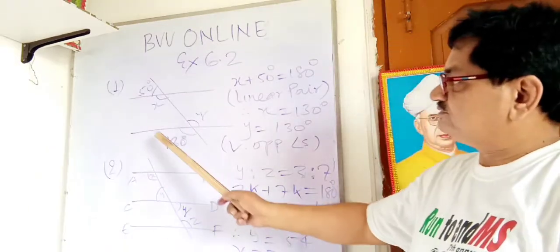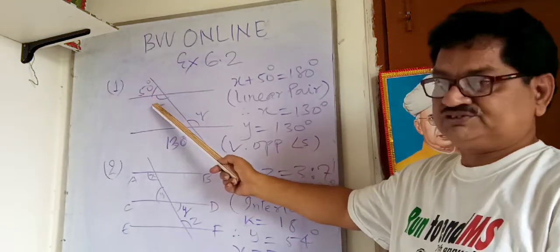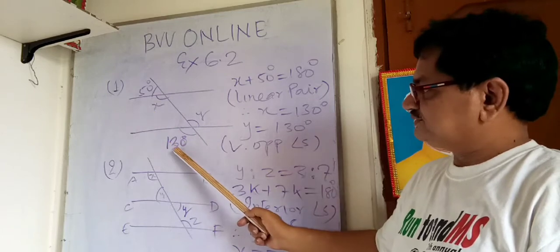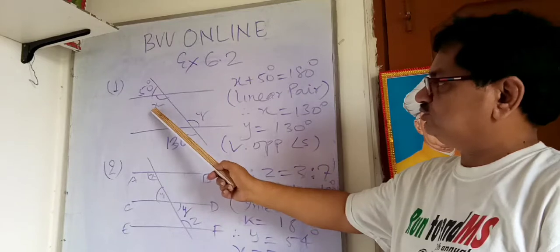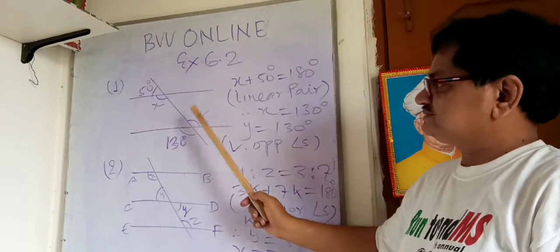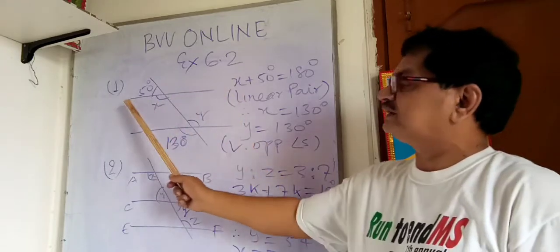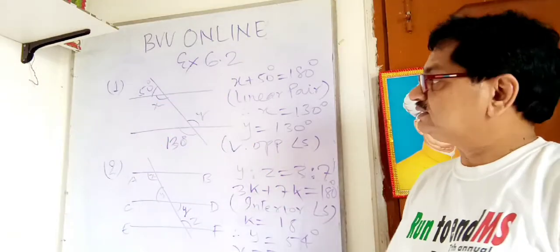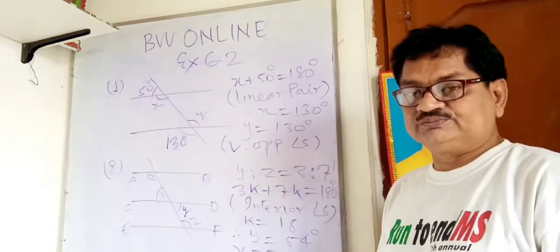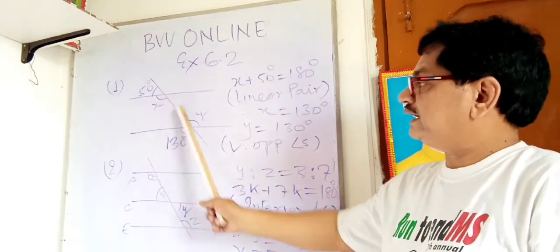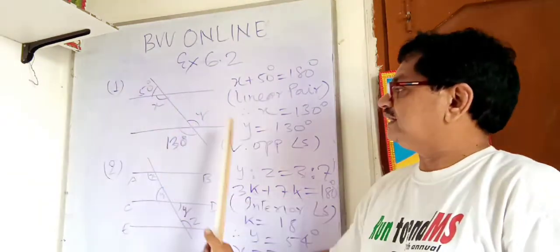So first question you can see here. This is 50 degree, this is x. This is 130 degree, this is y. And we have to calculate the value of x and y. And simultaneously, we have to show these lines to be parallel. So definitely, x and y are the alternate angles. And if these two angles will be equal, then only the given lines will be parallel.